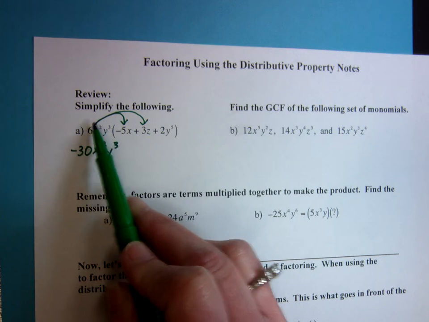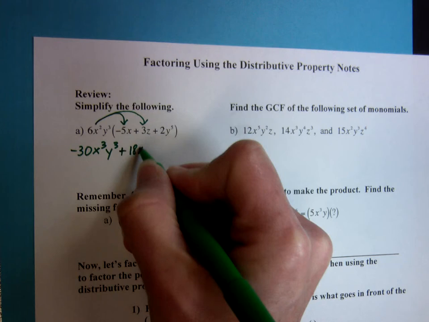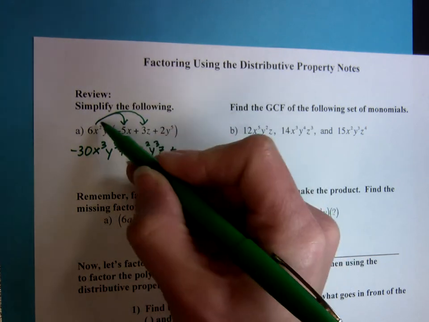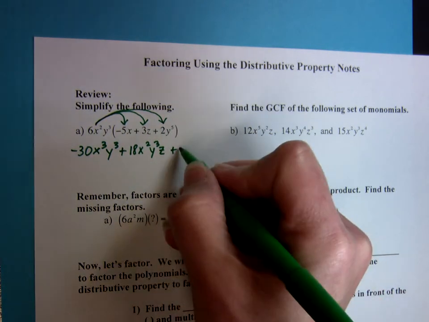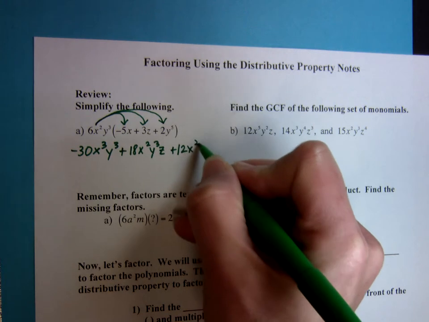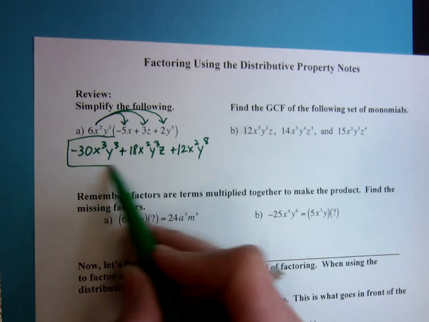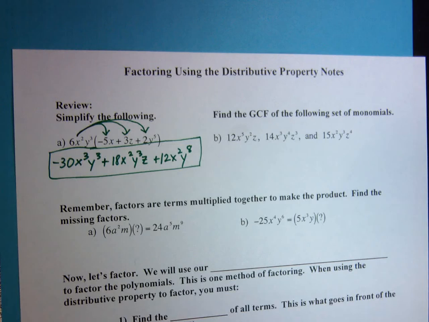Now let's multiply the outside term times 3z. 18x squared y to the third z. And then we'll do the last one. 6x squared y to the third times 2y to the fifth. X squared and then just y to the eighth. Very good. So this is the answer when we have distributed that outside term. Any questions on that? All right, then let's go ahead and review what we did on letter B.